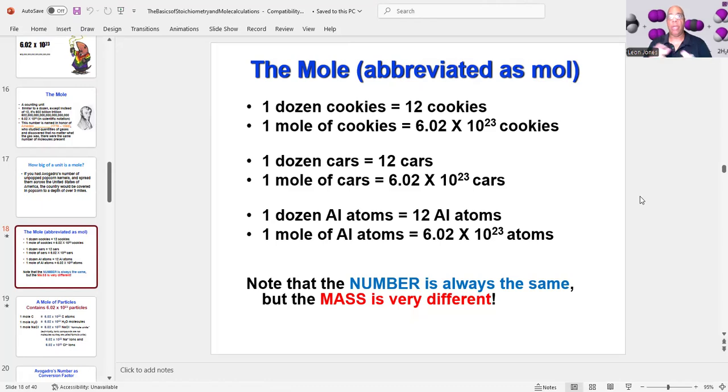Again, let's go back to the cookies. You have 1 dozen cookies, and that equals 12 cookies. You have 1 mole of cookies, and that equals 6.02 times 10 to the 23rd cookies. So you have 1 dozen cars. Well, 1 dozen equals 12. That's 12 cars. But 1 mole of cars is 6.02 times 10 to the 23rd cars. Then you have 1 dozen Al. What is Al? Al is aluminum. So that equals 12 aluminum atoms. So 1 mole of aluminum atoms equals 6.02 times 10 to the 23rd atoms. Now, note, the number is always the same, but the mass is different.